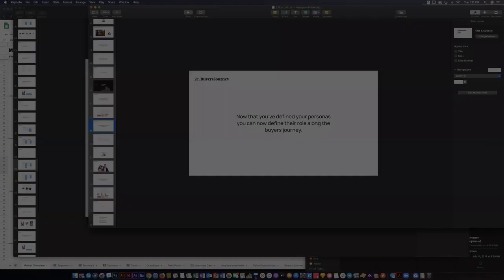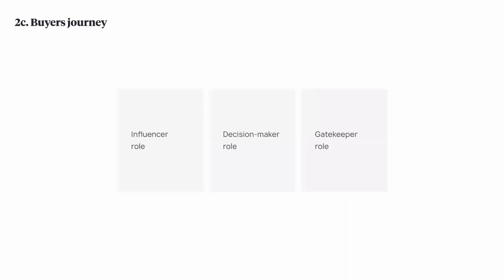So once you figure out who those personas are, then you figure out, within that specific segment that you're trying to target, let's say you're trying to target families of 3 or more who are traveling together, there are influencers, decision makers, and gatekeepers. Now they may all be one person, but these roles exist throughout all types of market segments that you're going to target, right?